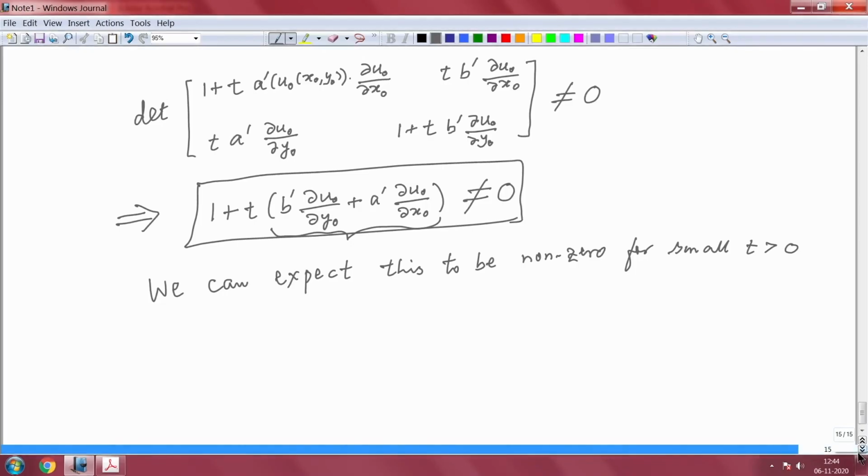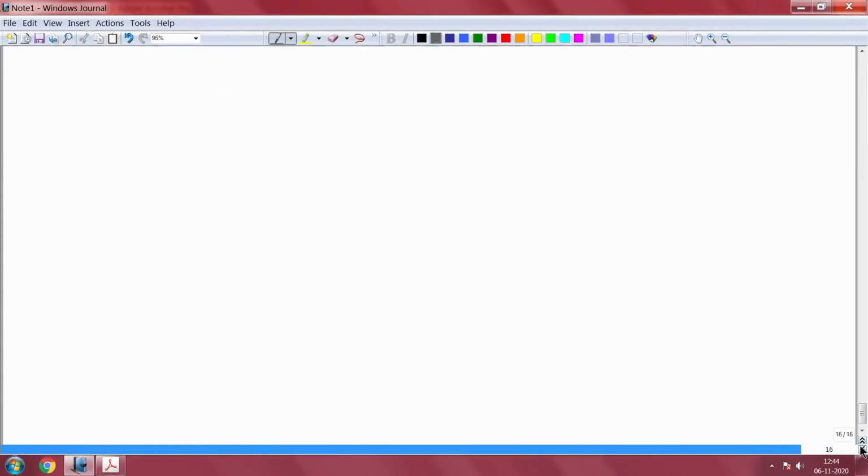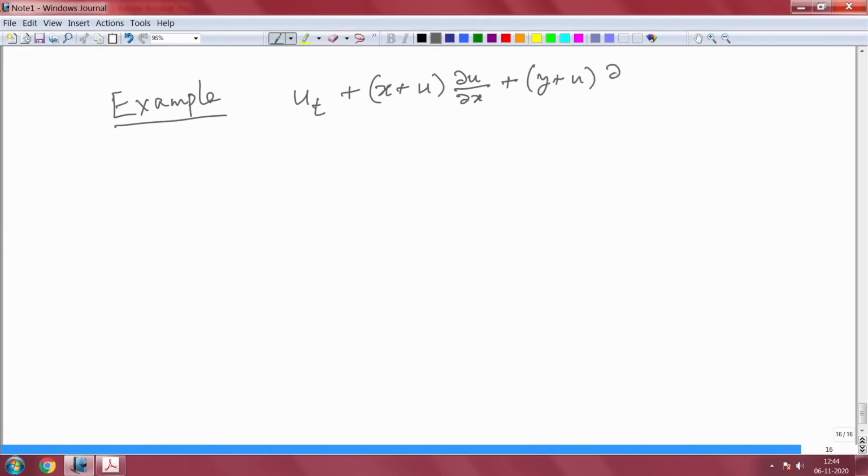So, all that theory can be developed here also. My second example, again a Cauchy linear equation similar to Burger's equation, but now we have something different there. So, x plus u du by dx plus y plus u du by dy equal to 0.